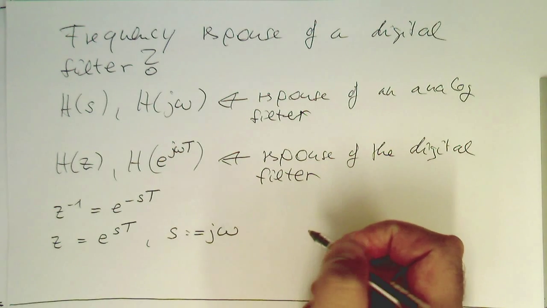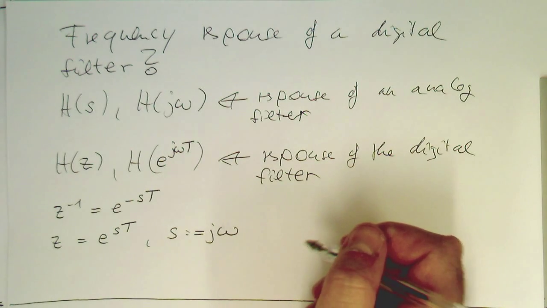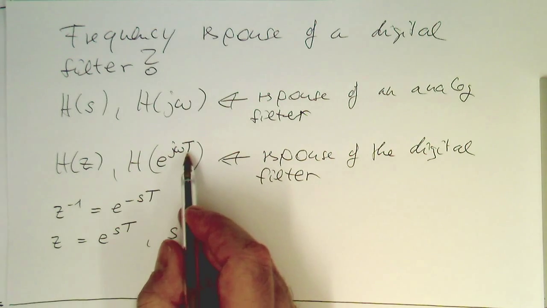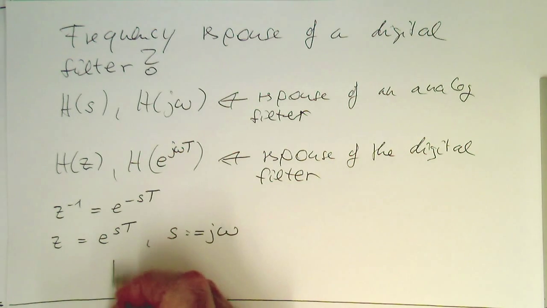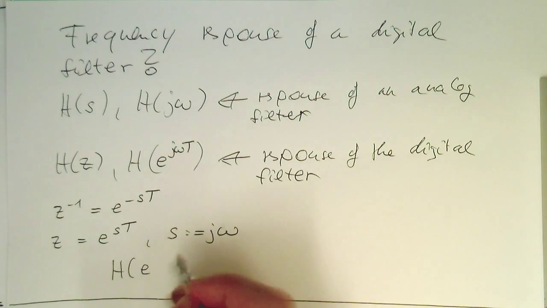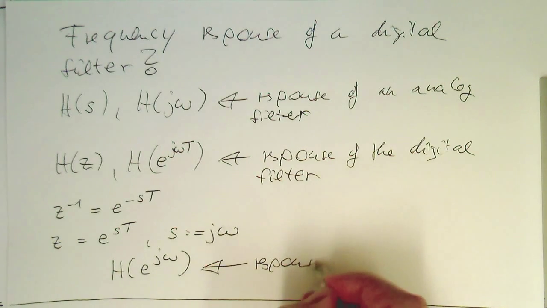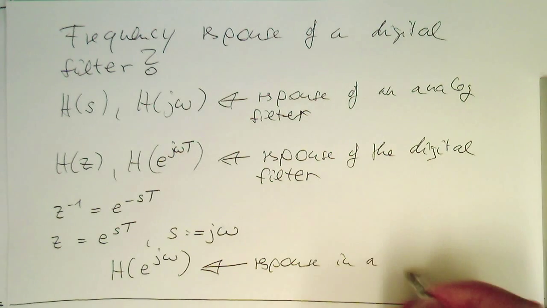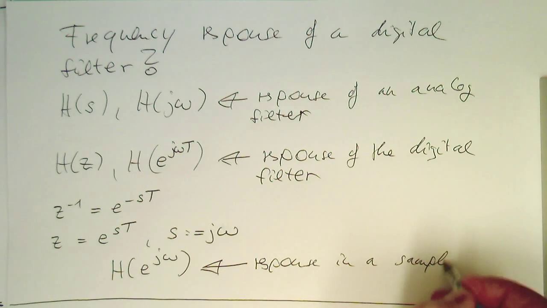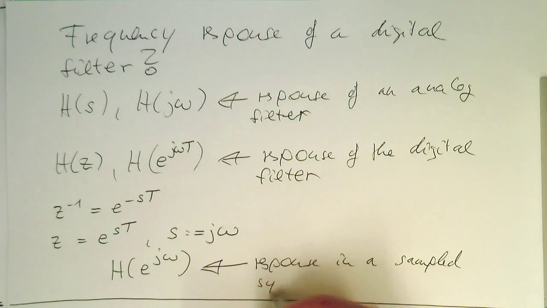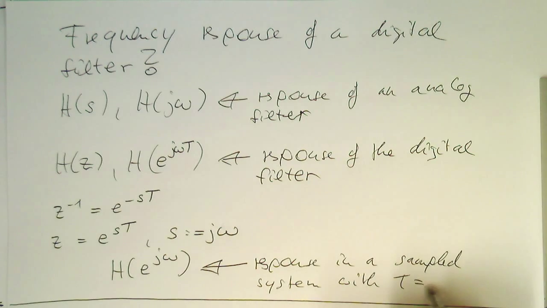Now usually in a sampled system, if we don't know T anymore, we normalize T to 1. So H of e^(j omega) is the response in a sampled system with T equals 1, and we're getting our normalized frequencies out there.